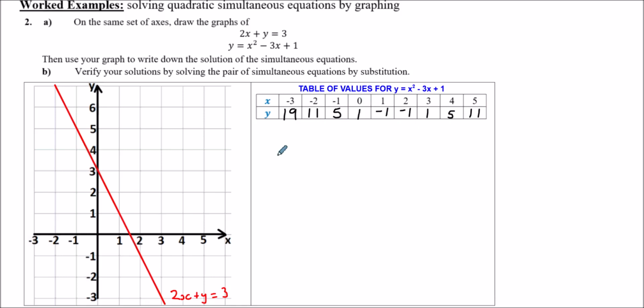So we can now plot this. Minus 3, 19 is way off the page, as is minus 2 and 11. But minus 1 and 5 we can add on. 0 and 1, 1 and minus 1, 2 and minus 1, 3 and 1, 4 and 5. So if we just plot it through here.